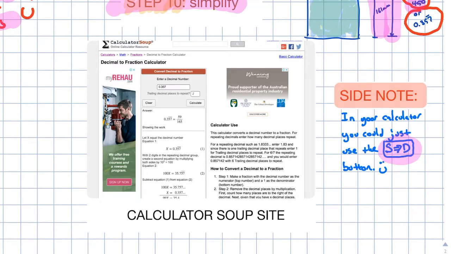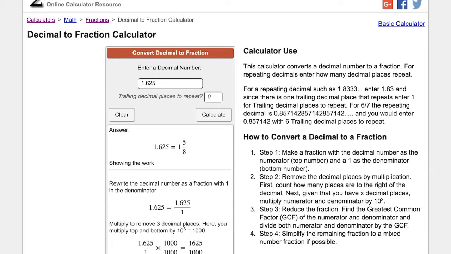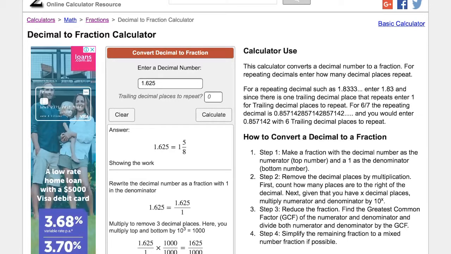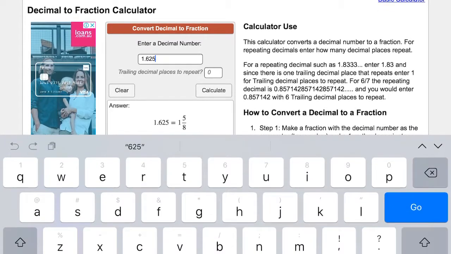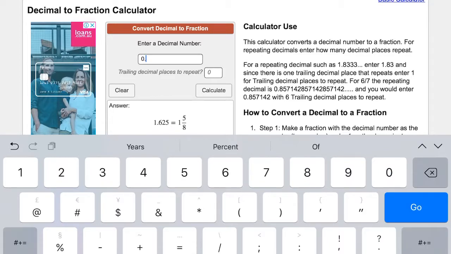Okay, cool. I found this really cool website called Calculator Soup, and the way it works is, well, there's heaps of calculators on it. This is just the decimal to fraction calculator. There's maybe almost 100 calculators that you could use on here for different things. But let's put in our answer, and it is our decimal. So it's 0.357. Now, if we left the trailing decimal empty, let's see what we get.